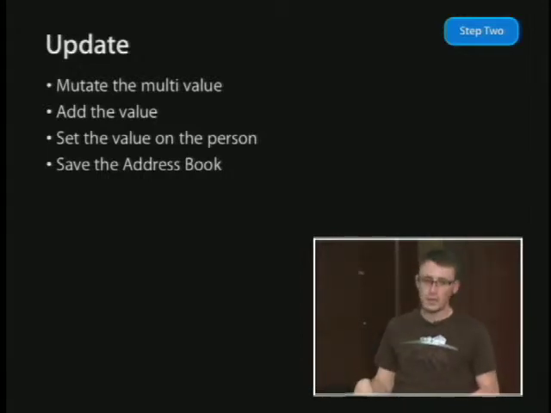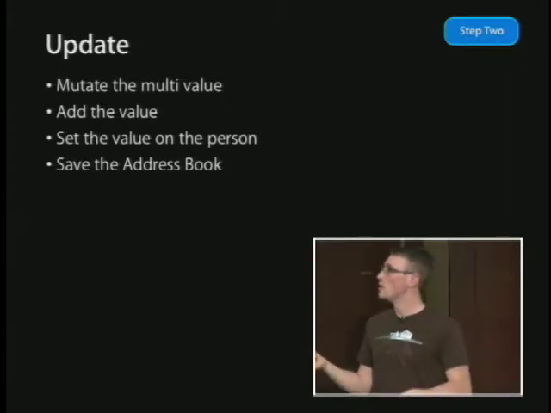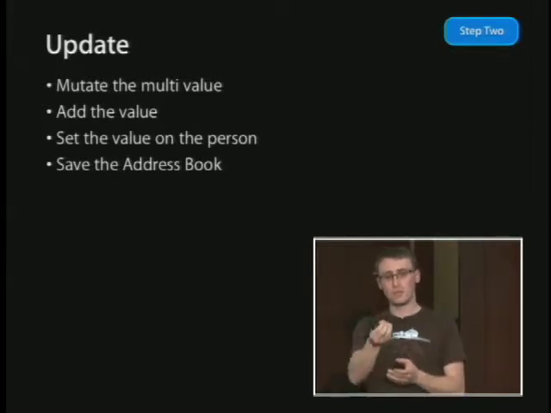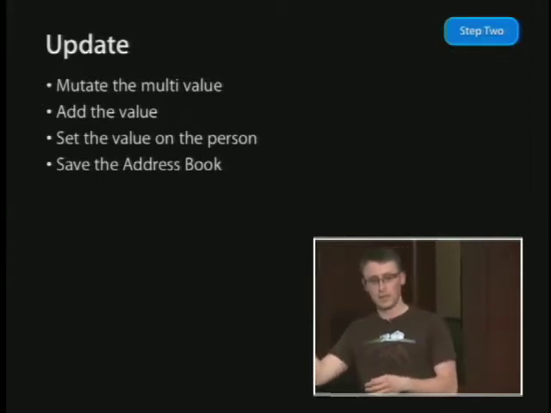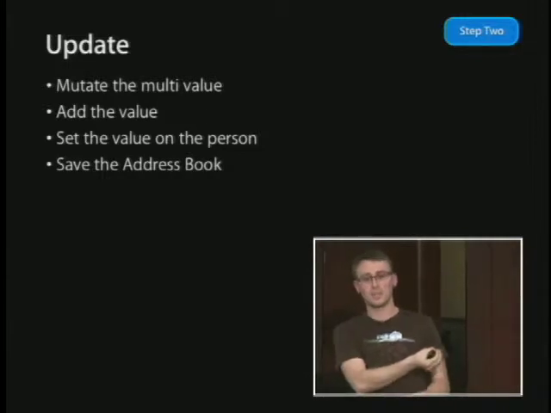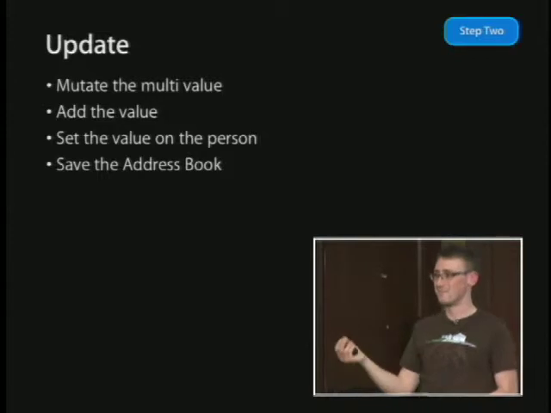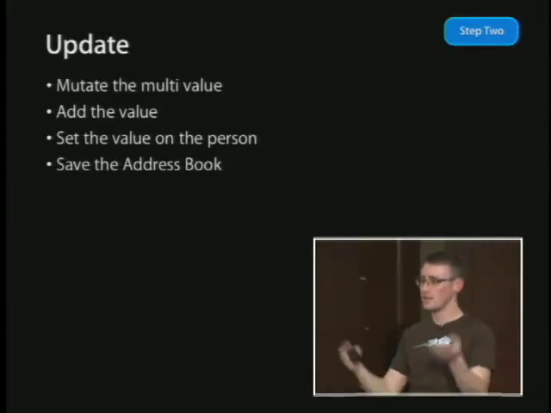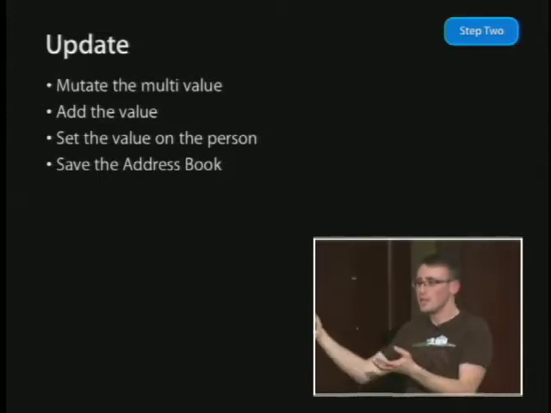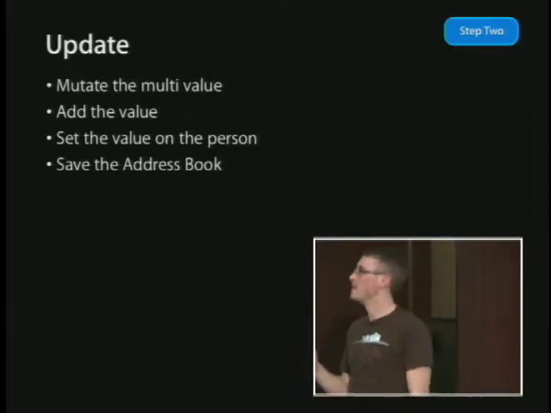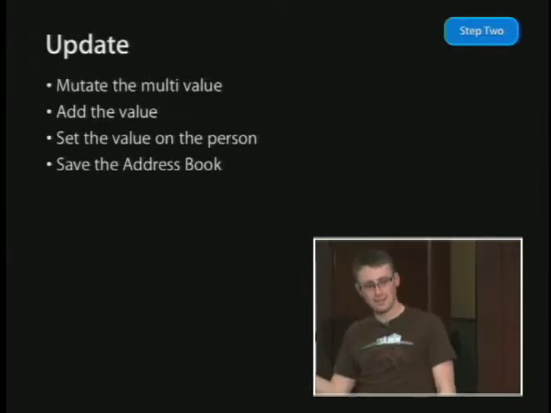Then we're going to add the value, the actual URL, let's say we downloaded. Set that multi-value back on the person. Once you've gotten a value from a person, you can do whatever to that value until you set it back on the person. That person hasn't been updated. It's another common mistake: I've changed everything, even saved the address book, nothing's happened. If you don't set it back and push it back to the person, nothing's going to happen. So once we've set it, save the address book.